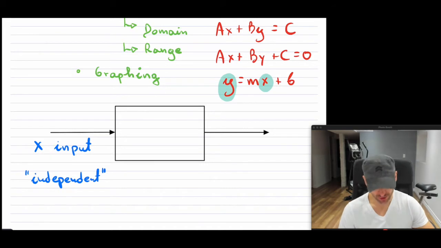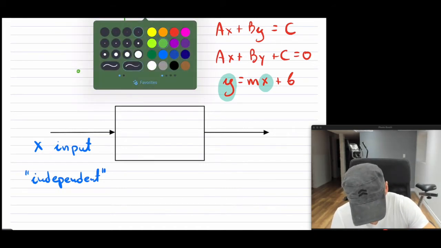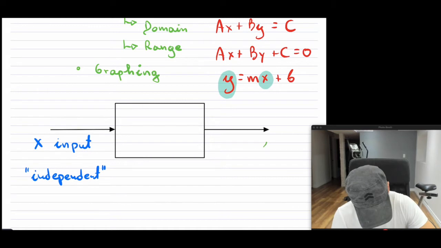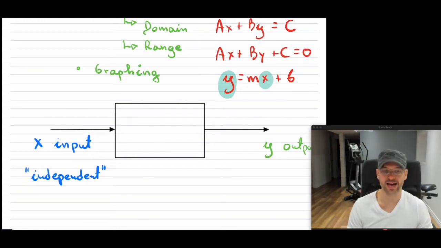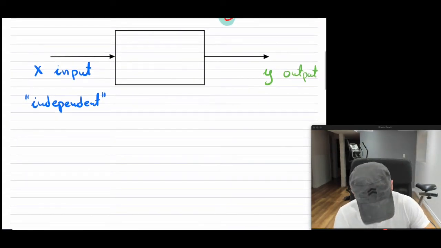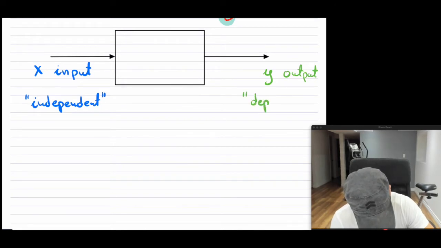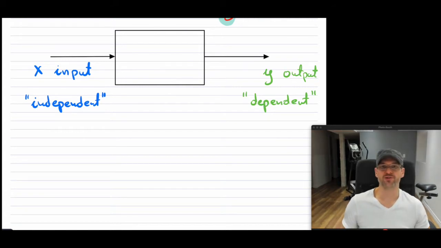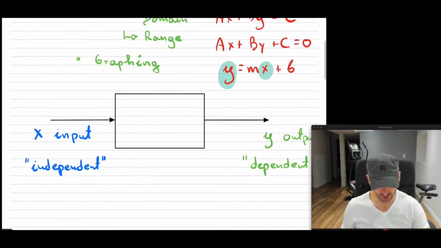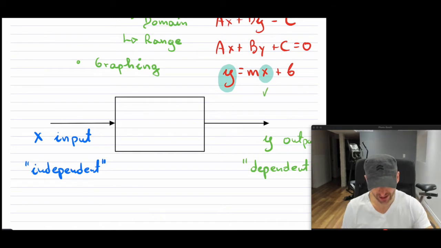Now, your output is basically dependent on that x input. So this is y, which is your output, say to some system that you may have. This is known as the dependent variable. So it depends on the input x. Notice here, if you substitute for x, you can always get your value for y. So y depends on your input x, whatever that might be.